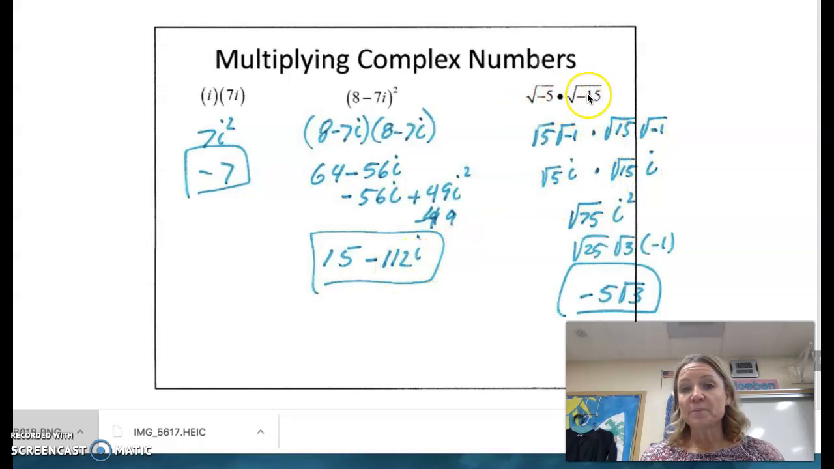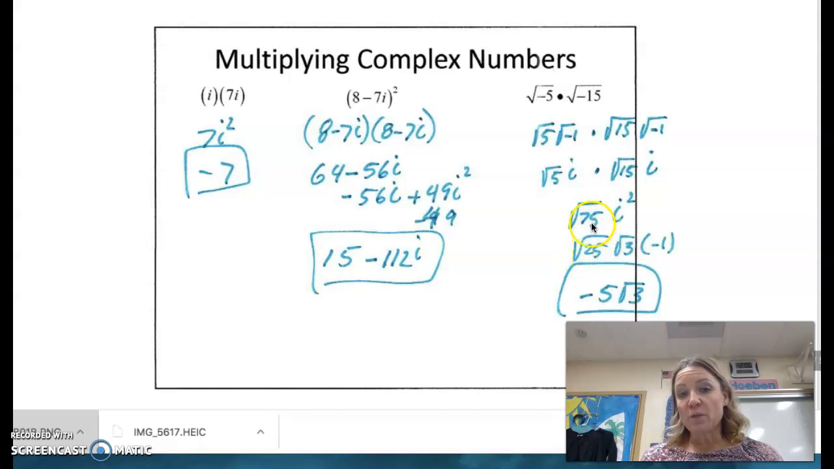And then the last one, we've got the square root of negative 5, which I'm going to separate to square root of positive 5 and square root of negative 1, times square root of negative 15, which I'm going to separate to square root of positive 15, times the square root of negative 1. Square root of negative 1 is i, square root of negative 1 is i, times i is i squared, which becomes negative 1. And then the square root of 5 times the square root of 15 is the square root of 75. This 25 is a perfect square factor.